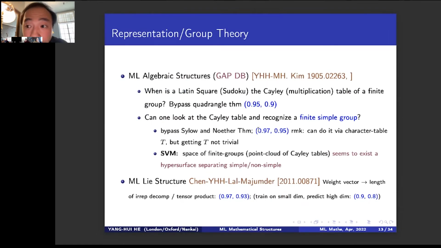How do you choose the 20%? How do you choose which 20%? Yeah, very good. I would actually choose randomly 20%, and then I would do this several times, and then take the average of the precision reached.